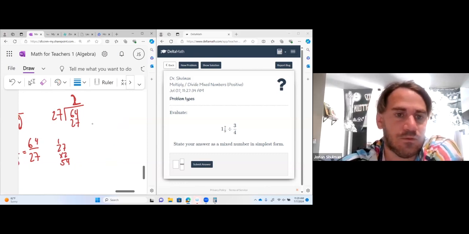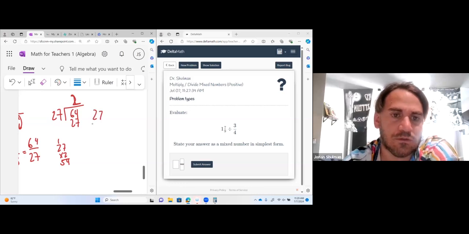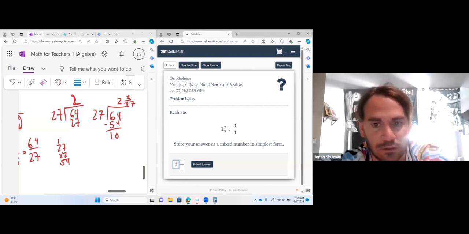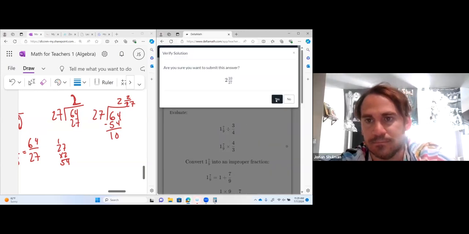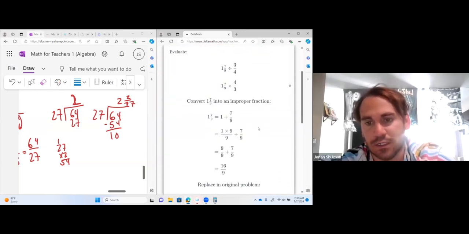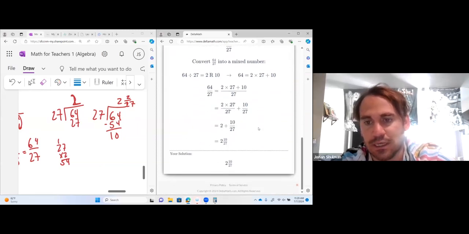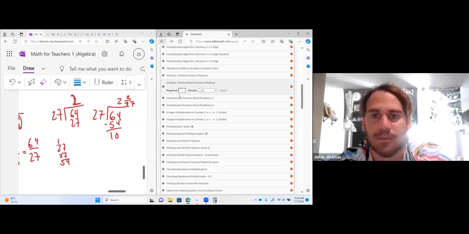So 27 goes into 64 2 times. That's 54 with 10 left over. So it's 2 and 10 27ths. Let's see if that's the right answer. 2 and 10 27ths. We did it. That took a lot of steps, was real hard. We got the same answer. Look at that magic. Okay.